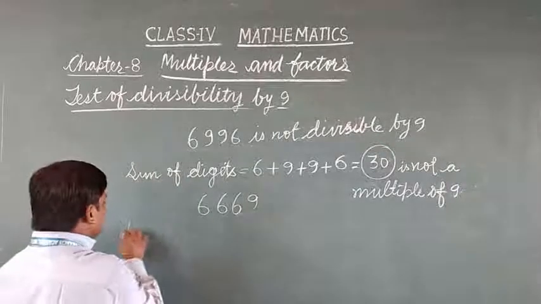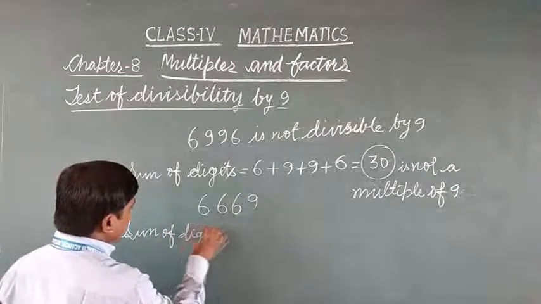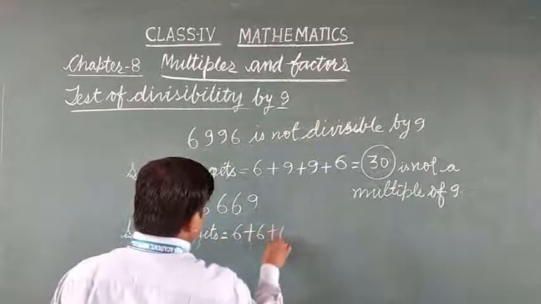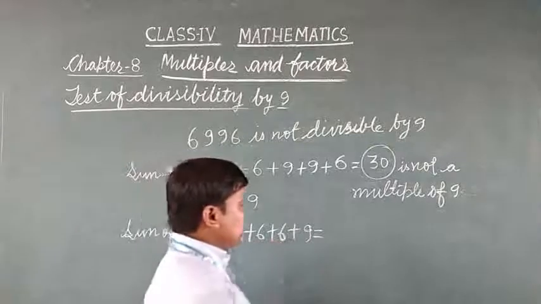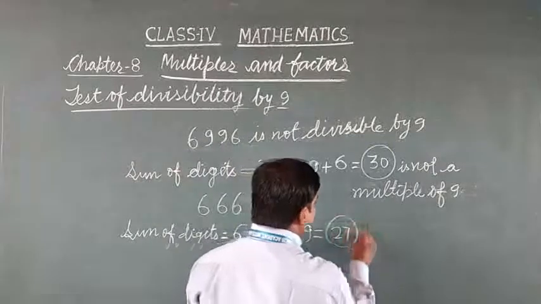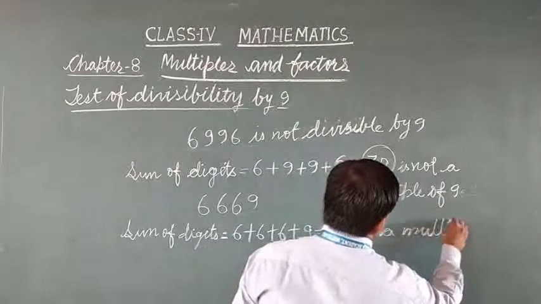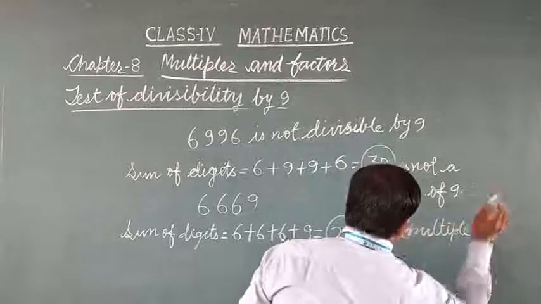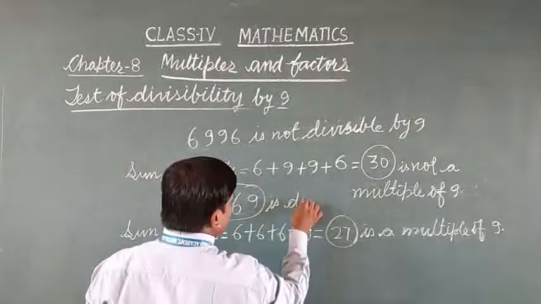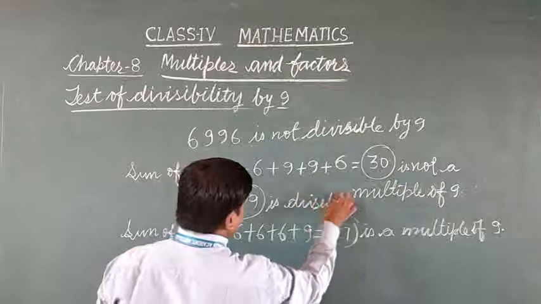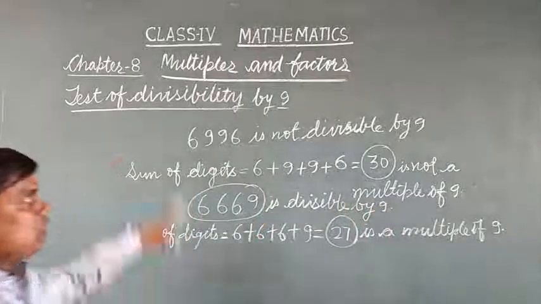Again we will find the sum of digits. 6 plus 6 plus 6 plus 9. 6 and 6, 12 plus 6, 18 plus 9, 27. And 27 is a multiple of 9. Therefore, this number is divisible by 9. So this is the test of divisibility by 9.